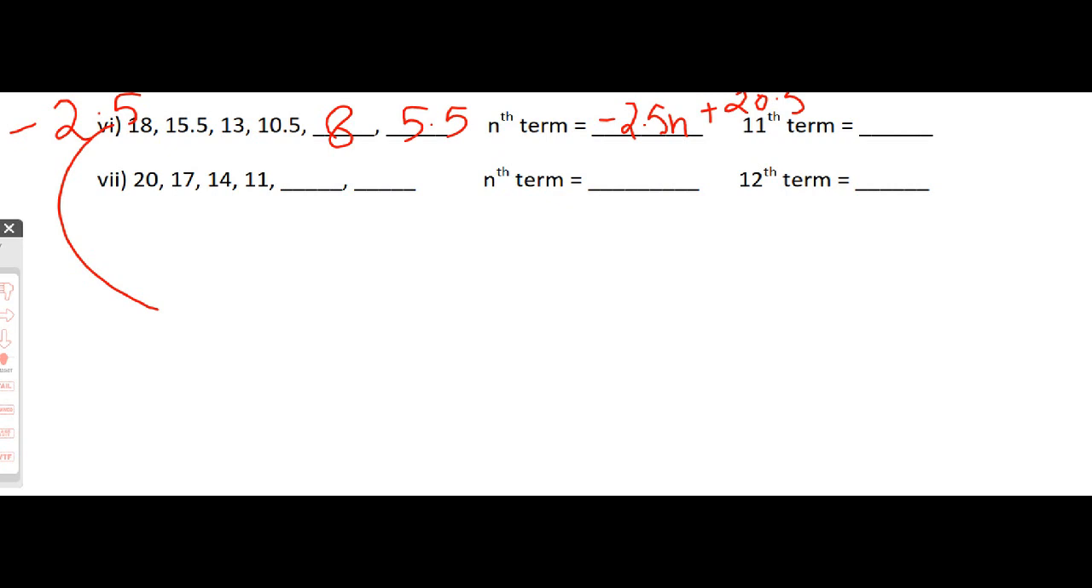And the 11th term will be, instead of n, substitute 11, we will get minus 7.